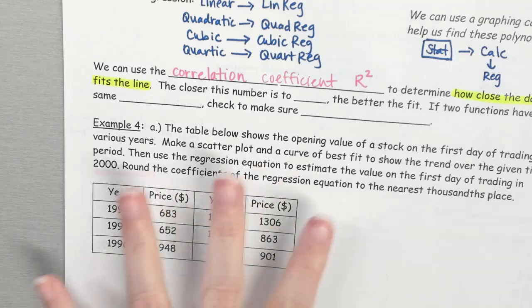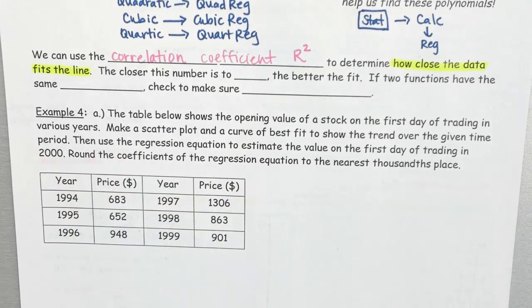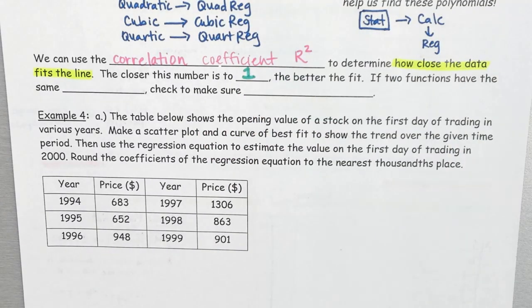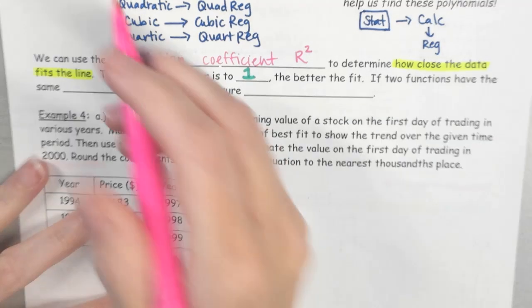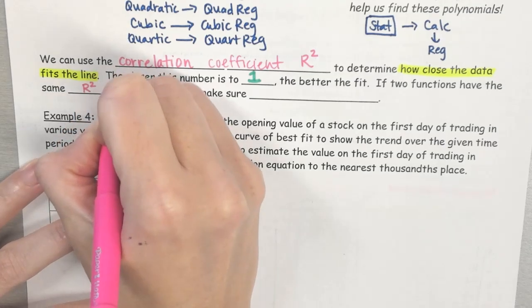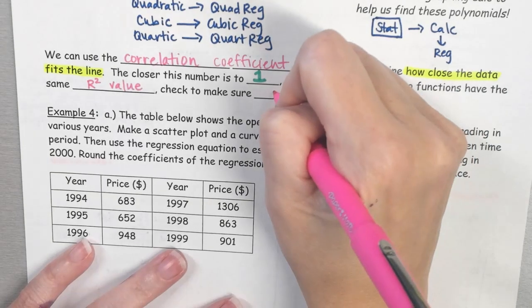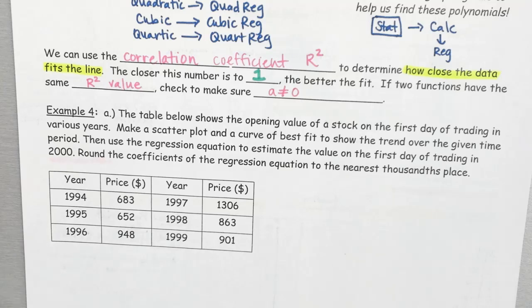Okay, because you can have some really strong regression lines, but you can also have some really weak lines. So what you're looking for is how close this number is to 1. You're looking to see how close it is to the number 1. The closer it is to 1, the better the fit. Now, sometimes 2 functions have the same R squared value. Sometimes they both have an R squared value of 1, and if that happens, you have to check to make sure that the A value is not 0.